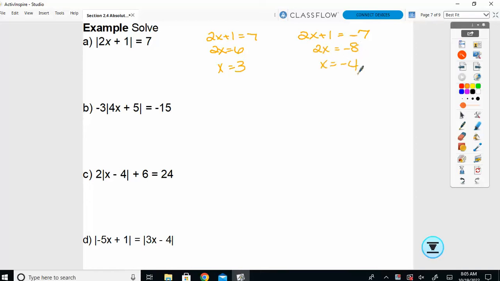and negative 4. You should always be able to check these. What would I have to do to check them? Plug them into the original. And that's a pretty quick calculation. If you put in 3, 2 times 3 plus 1 is 7, the absolute value of 7 is 7. If I put in negative 4, I get the absolute value of negative 7, which is also 7.